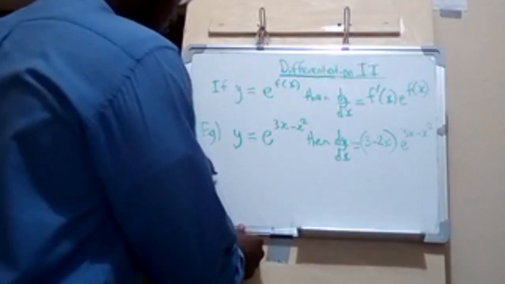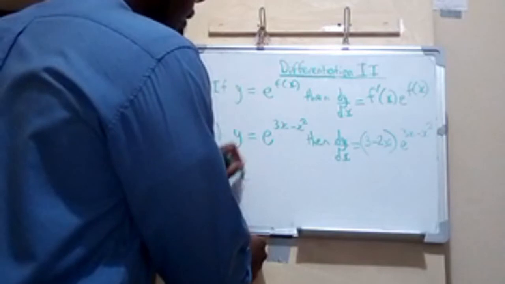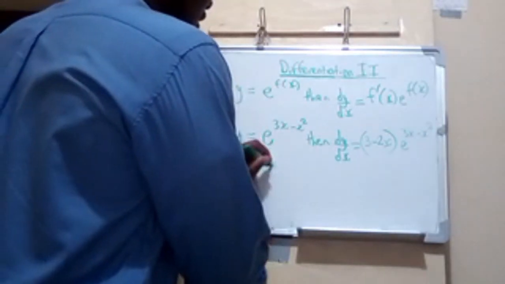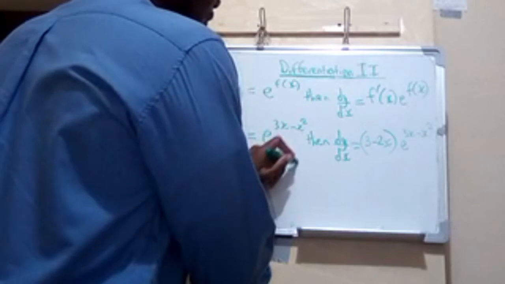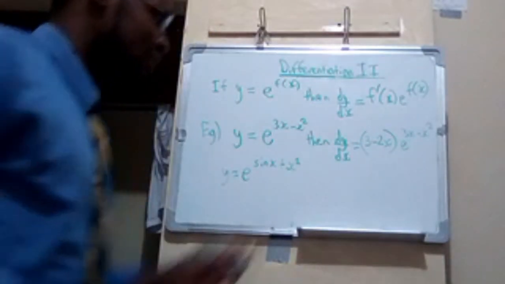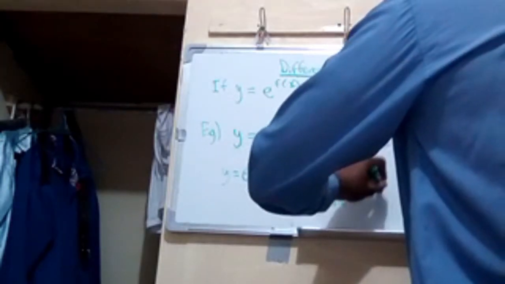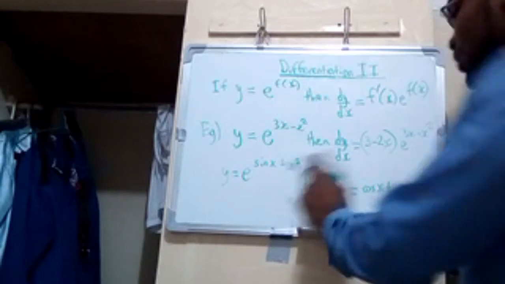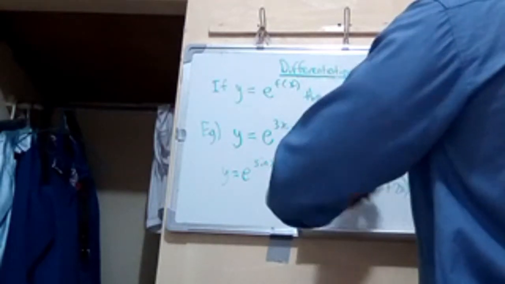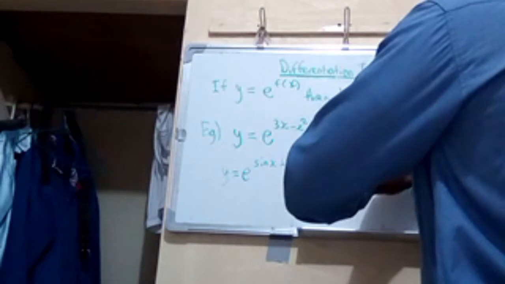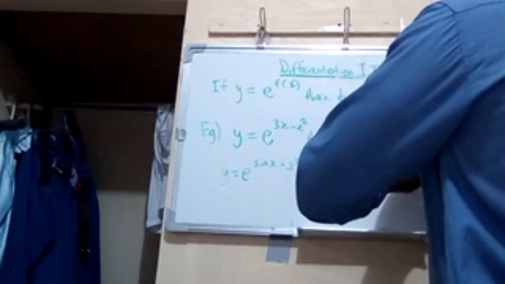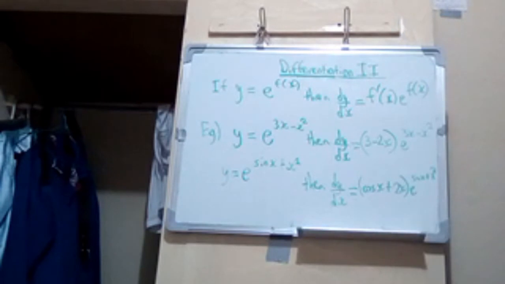Alright, now let's say we were given y is equal to e to the sine x plus x squared. How do we differentiate that? Then dy by dx would be equal to, when we differentiate sine x, we get cosine x, plus when we differentiate x squared, we get 2x. So we get cosine x plus 2x, times e to the sine x plus x squared. And that's how we differentiate this function.